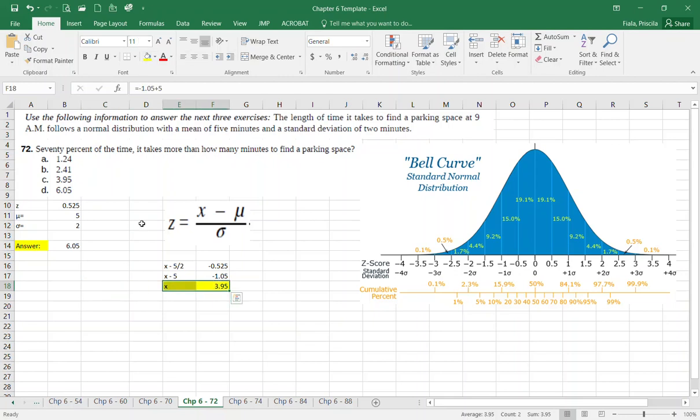Okay, if I asked you 70% or less, that would be 6.05. Since the question is asking for more than 70%, I am eliminating all this and I'm just calculating this portion right here, more than 70%, which would be 3.95 minutes. That was the correction for the problem that I posted yesterday. I truly apologize for that.